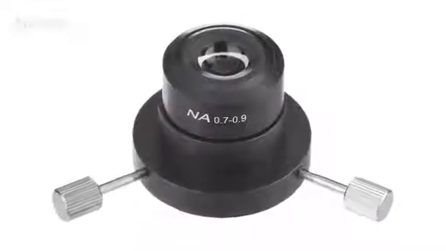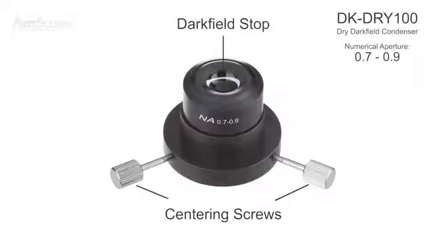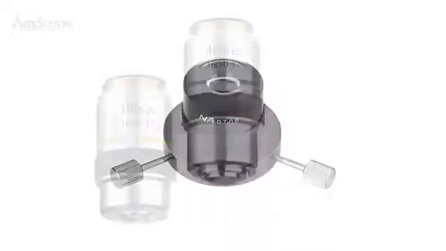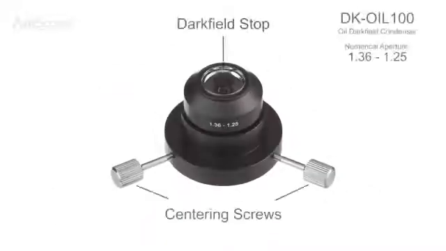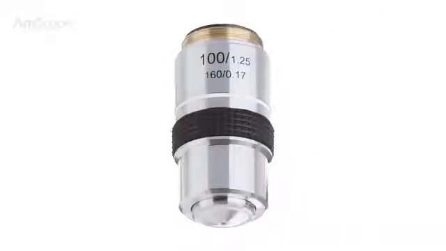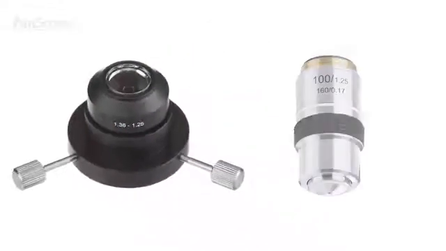There are two classes of condenser, dry and immersion. A dry condenser is designed to work with lower magnification objectives with lower numerical apertures. This typically covers objectives up to 40 times, with apertures of around 0.65 or less. An oil immersion condenser is needed for higher magnification lenses, such as a 100 times lens. Due to the high numerical aperture of these lenses, typically 1.25 or higher, a condenser of correspondingly high aperture is needed, especially to maintain high resolution.